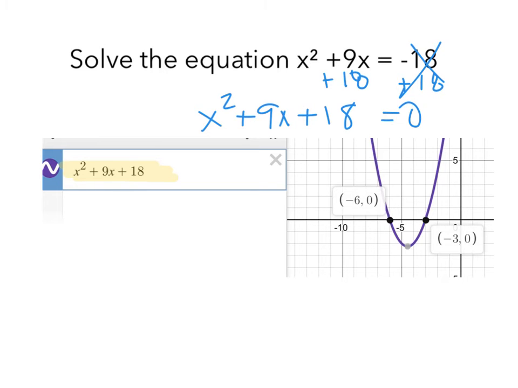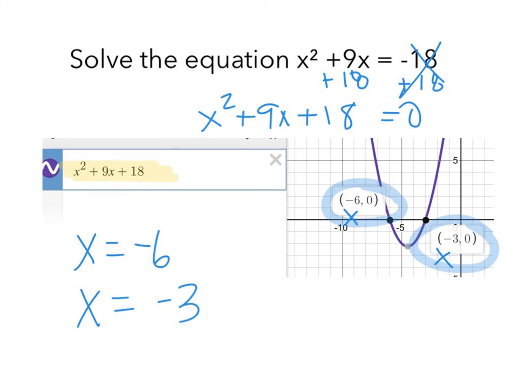That gives me two solutions. That gives me this one right here and this one right here when I look at the graph. It's where it crosses the x-axis. So that means that this solution is x equals, and I only take the x. Remember, it's x equals, so I just take x, -6, and x equals -3.